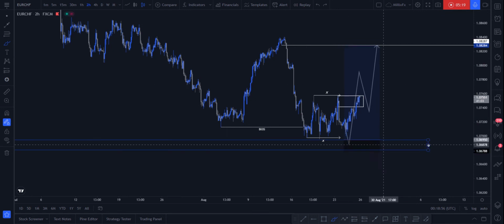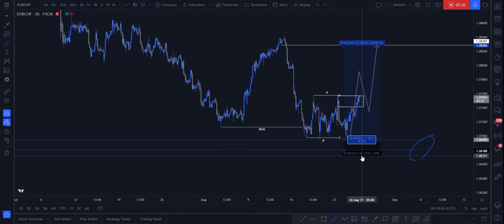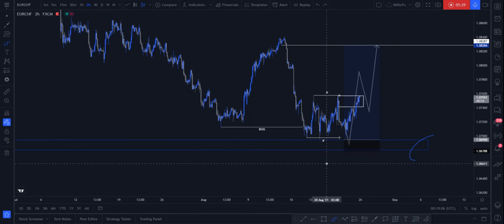And so I wanted price to tap into this particular zone that's found on the left hand side, but price seems to be resisting and tapping and leaving liquidity.